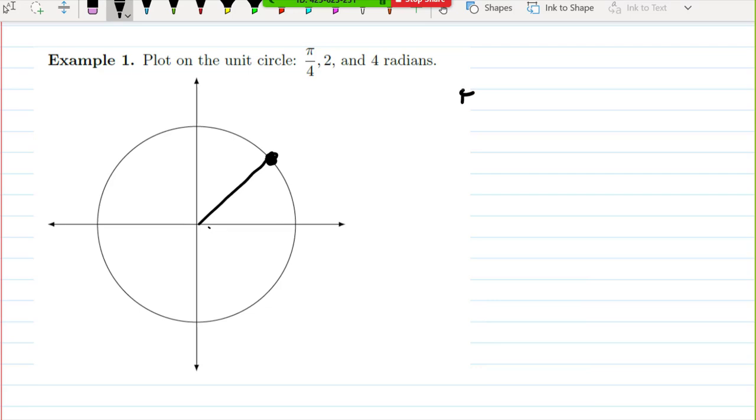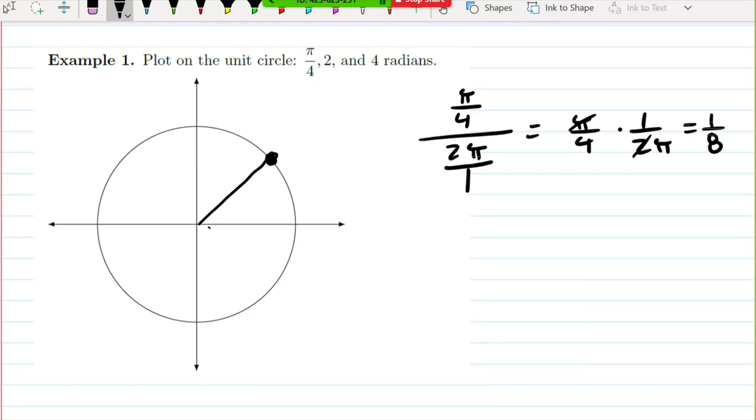But if we did our proportion, what is pi over 4 divided by 2 pi? We'll make it a fraction over 1. So that's pi over 4 times 1 over 2 pi. Pi's reduce out, and we get 1 over 8. So that means it would be 1/8 of the circle. Well, that would be 1/8, 2/8, 3/8, 4/8, 5/8, 6/8, 7/8. So 1/8 of the way around the circle would be right here. Okay, how about 2 radians?